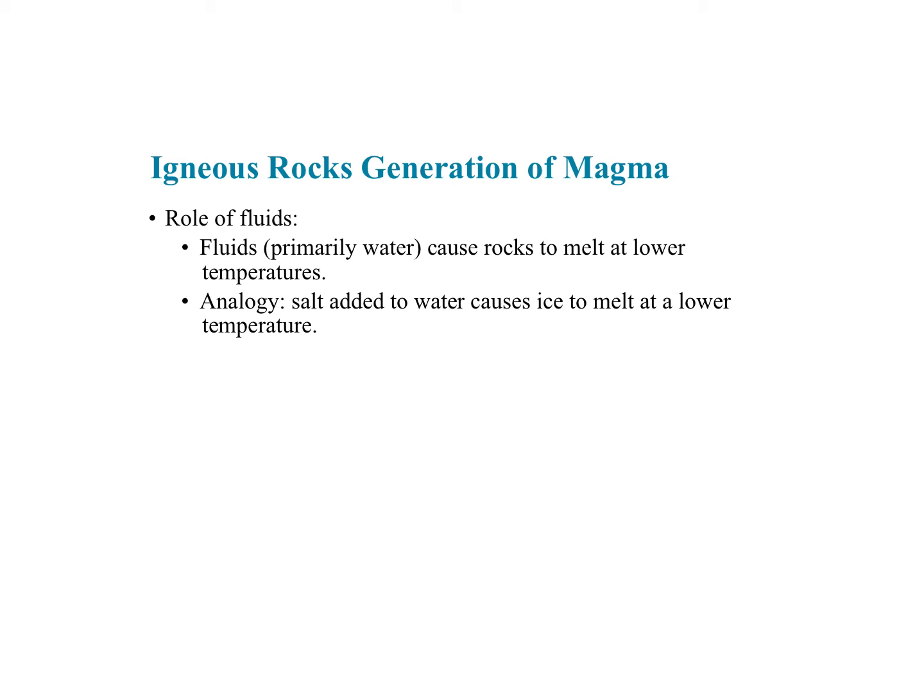Now, another thing that can have an influence in the generation of magma is the presence of fluids. And mainly when we're talking about this, we're talking about water. And basically, if there's water embedded in the rocks, that can cause them to melt at lower temperatures. An analogy to this: if we add salt to water, that can cause ice to melt at a lower temperature. That's why, for example, when it snows, they put salt on the road because they want the ice on the road to melt. And by lowering the temperature necessary for ice to melt, you can clear the roads more quickly.